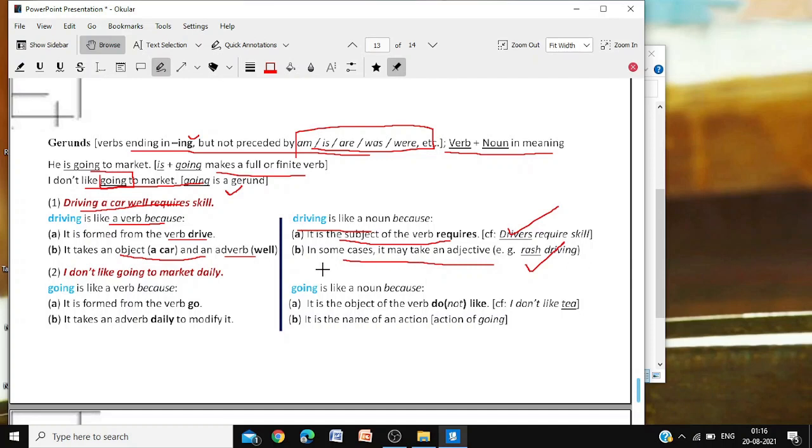I don't like going to market daily. Going is like a verb. It is formed from the verb to go. It takes an adverb, daily. The adverb is there. Going daily to market. Now it's like a noun. It is the object of the verb do not like. I don't like tea. I don't like going. Just as we say I don't like tea, you are saying I don't like going. It's the name of an action of going. So this is partly a verb and partly a noun.